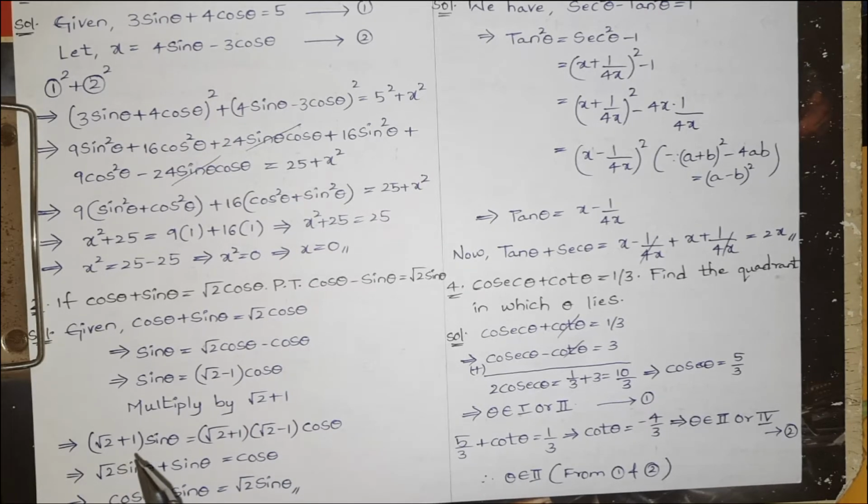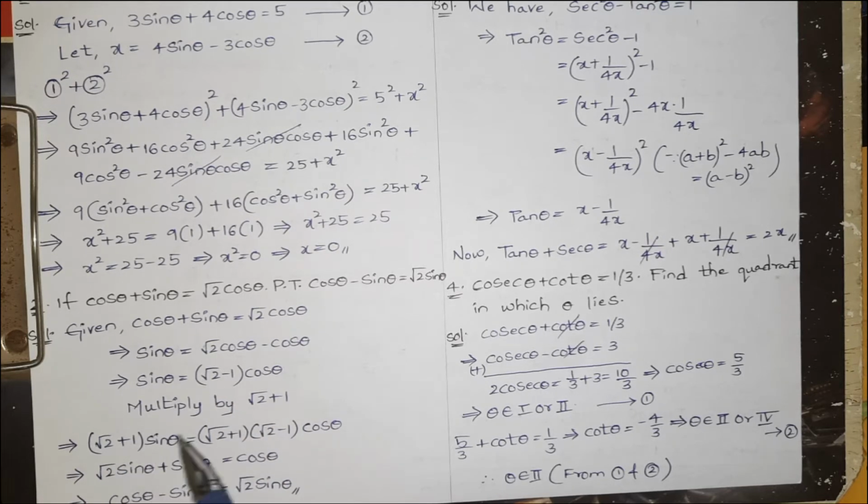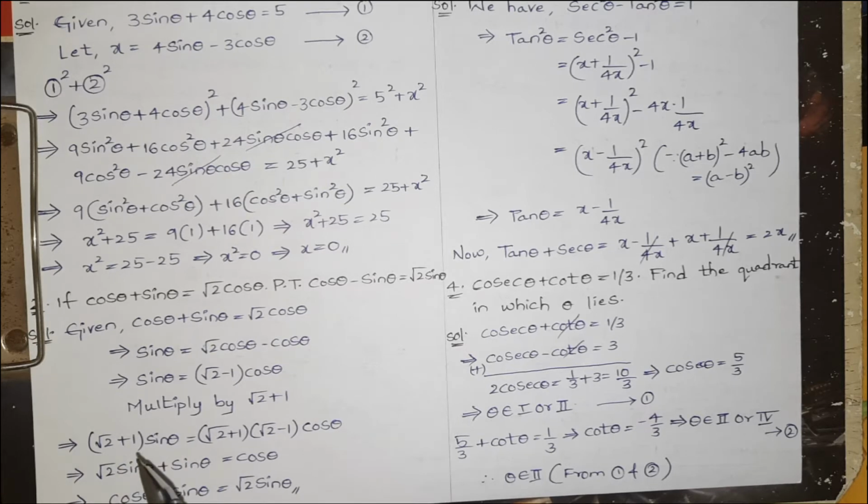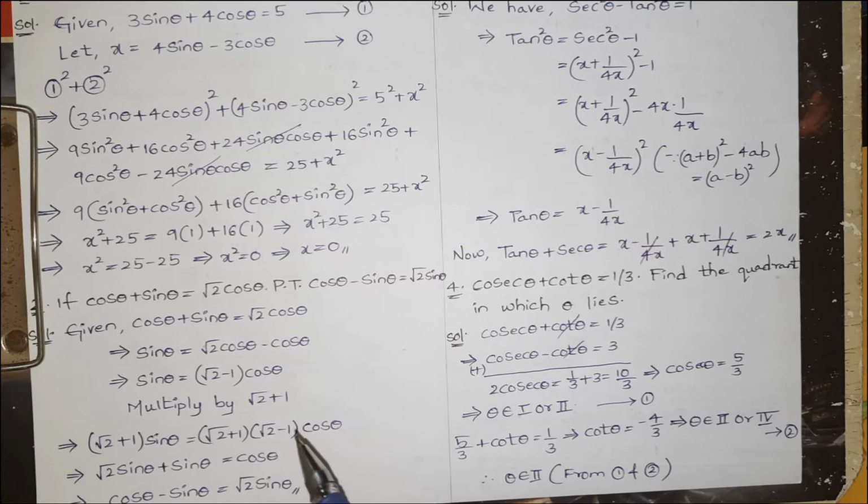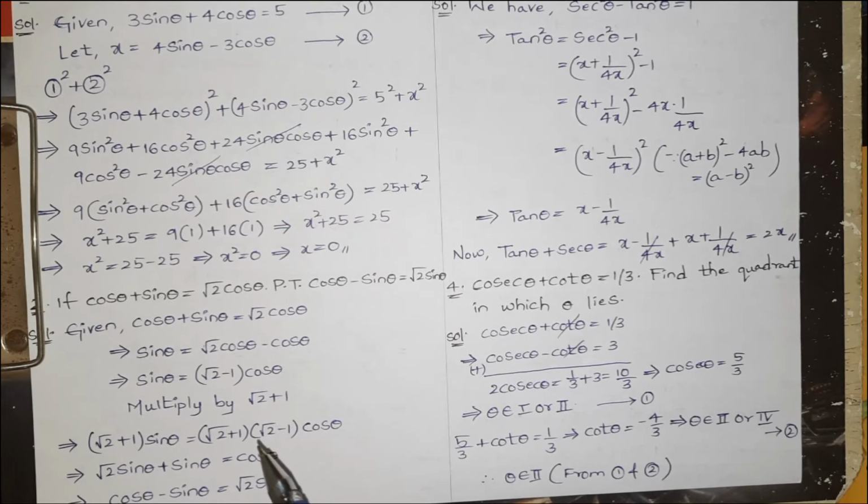So (root 2 plus 1) sin theta is equal to (root 2 plus 1) into (root 2 minus 1) cos theta. That implies, expanding this bracket, we'll get root 2 sin theta plus sin theta is equal to, it is of the form (a plus b) into (a minus b). (a plus b) into (a minus b) is a square minus b square.